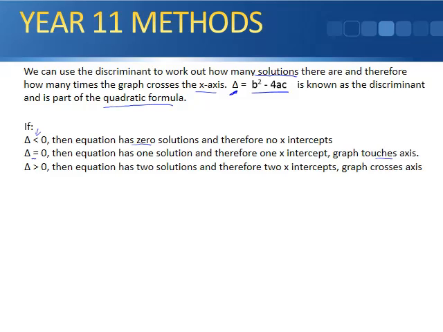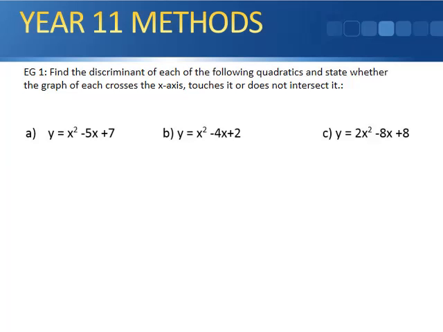Now if the discriminant is less than 0, then the equation has 0 solutions and therefore no x-intercepts. Because remember, this is how we find the x-intercept. If the discriminant equals 0, then the equation has 1 solution and therefore 1 x-intercept. In other words, it actually touches the graph, because remember, we're talking about parabolas here. And if the discriminant is greater than 0, then the equation has 2 solutions and therefore 2 x-intercepts. So in other words, it crosses the x-axis.